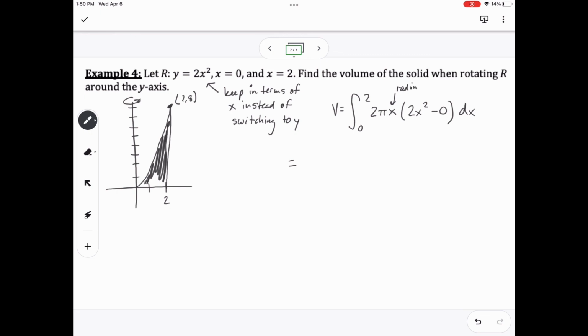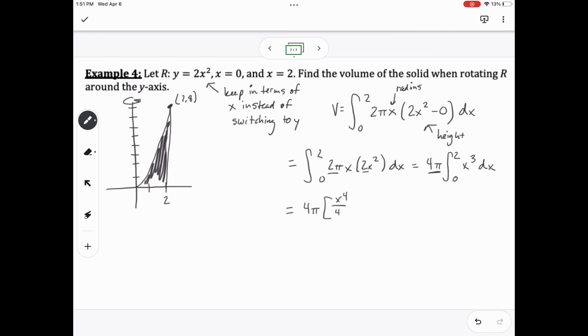Also with this other one, if I had to change it, I would also have to take into consideration the 2 that's on the outside. And that makes the problem a little bit more troublesome to deal with. Here I'm able to just move the 2 pi and the 2 out and get 4 pi, and then take the integral or the antiderivative of x cubed, which gives me a very nice single monomial. Plug in 2 to the 4, 2 to 0, 0 gets canceled out, and that leaves me with 16 pi as my volume.